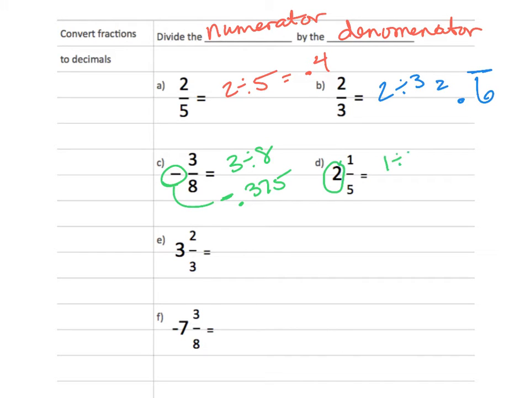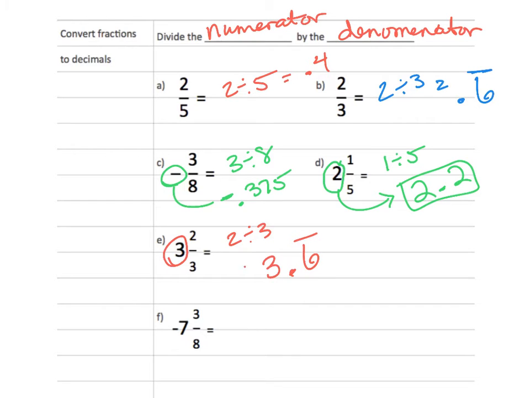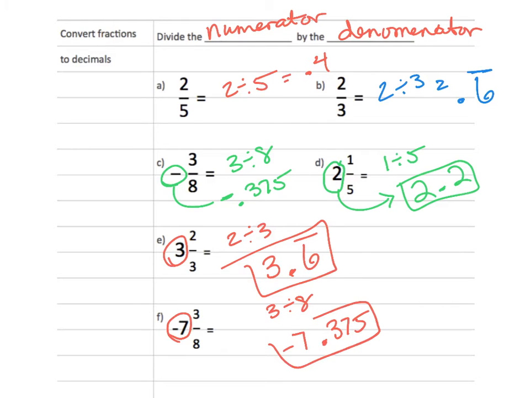Let's do the fraction. 1 divided by 5 gives us 0.2, and all we're going to do is put that 2 in front. So we get 2 and 0.2. Same thing here. We're going to put the 3 out front. Do the fraction. 2 divided by 3 gives us our 0.6 repeating, and we just put the 3 in front. Even with negatives, 3 divided by 8 gives us that 0.375, and we put the negative 7 in front.